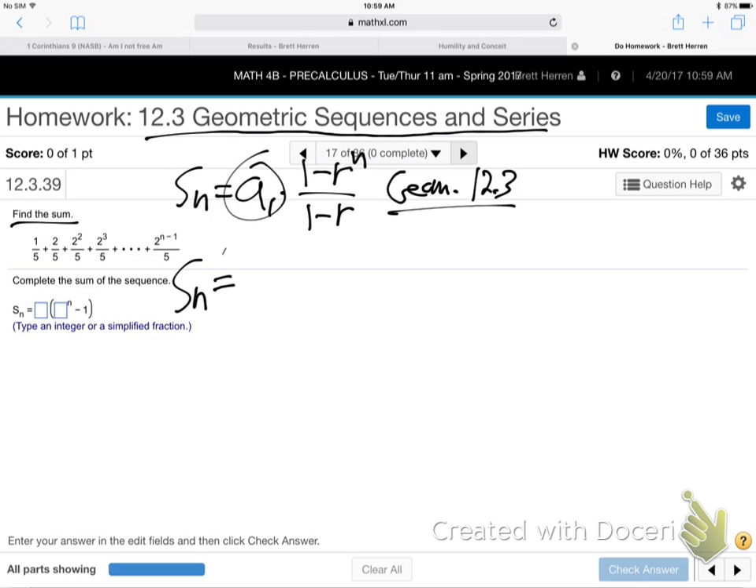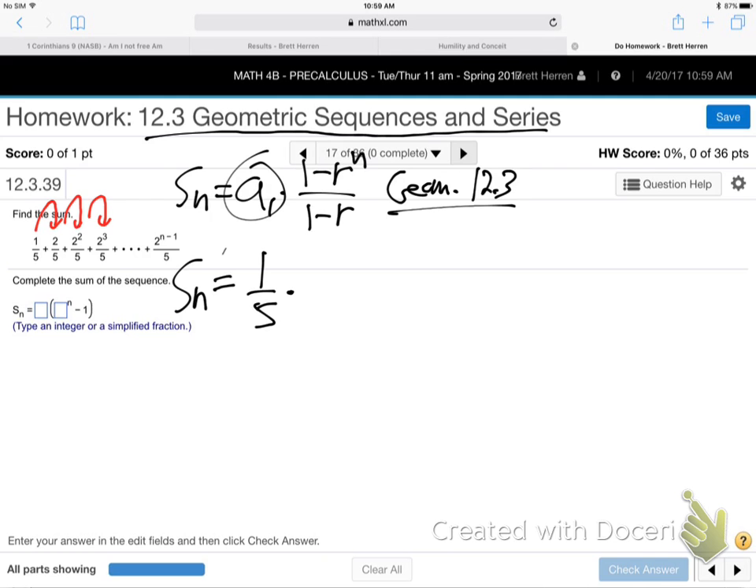A1, what's that? First term, like always, 1/5. R. Now, R is a little more tricky to spot in this one. Can you tell? What is R? Just by looking. What's making the jump from term to term? Is the 5 changing, or is it just always there? Yeah, the 5's just always there. He's not making a change. He's a permanent fixture. What's changing from term to term? They're multiplied by an extra 2 on the top. The R is just 2.